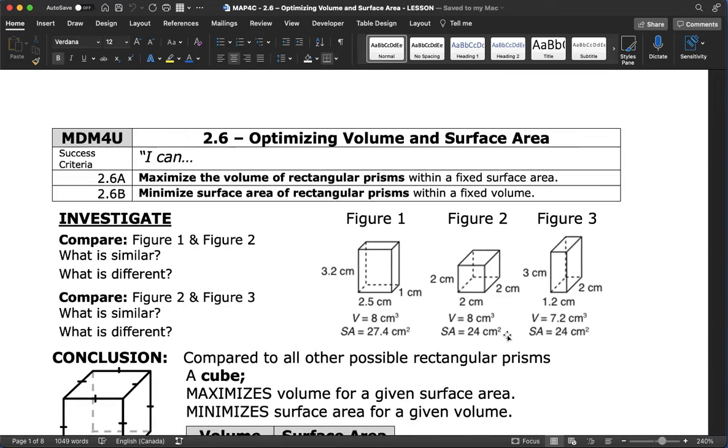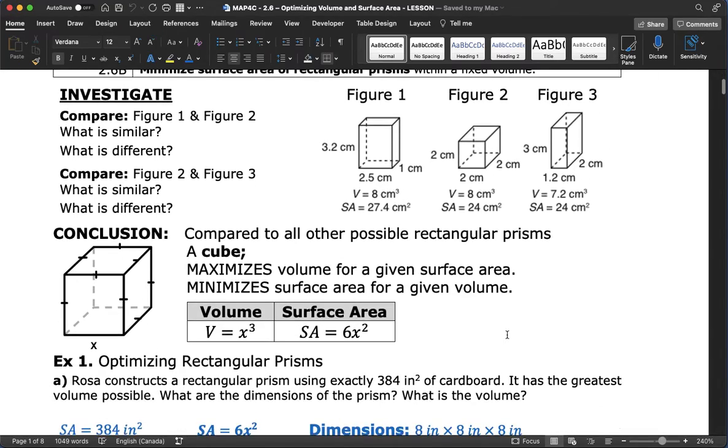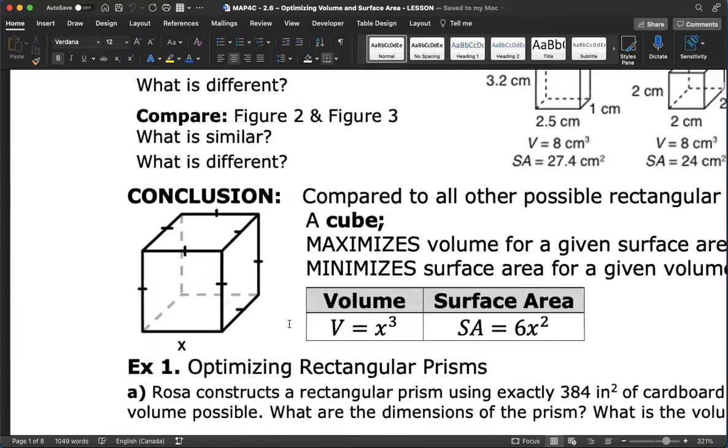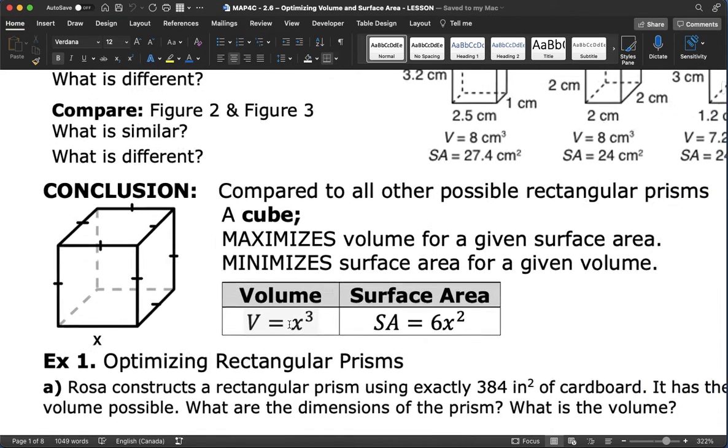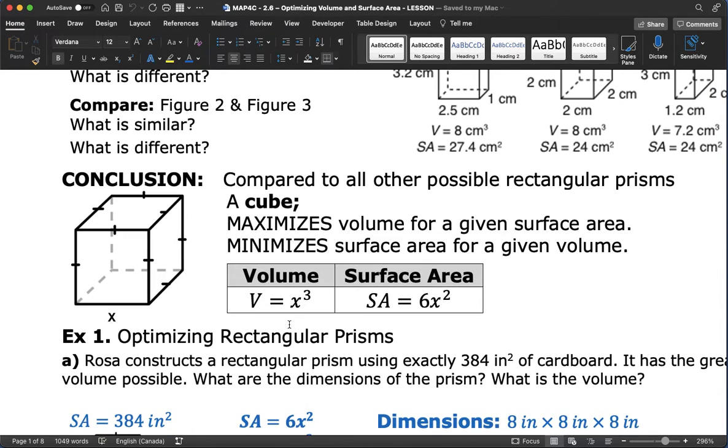So what can we take from this? Compared to all other possible rectangular prisms, a cube maximizes volume for a given surface area and minimizes surface area for a given volume. So again, it's helpful to use an image of the optimal solution to make decisions regarding optimization.